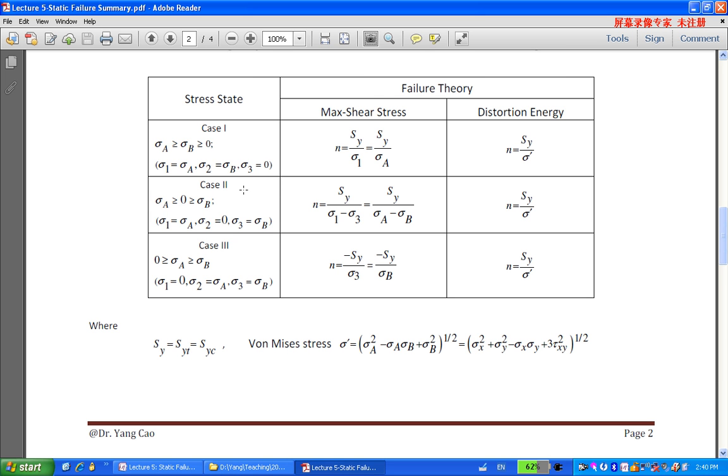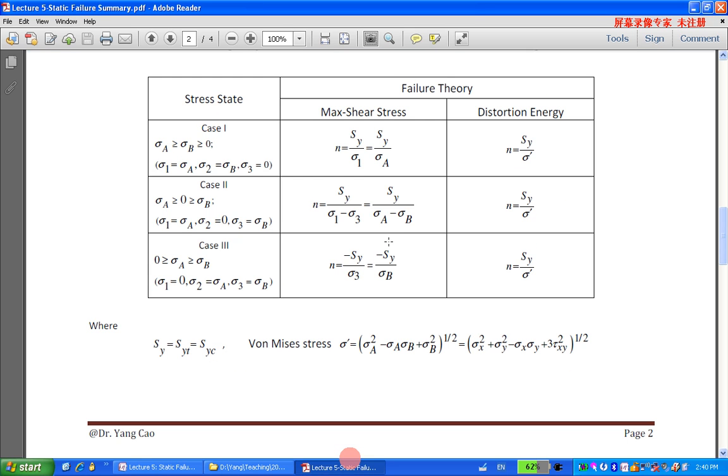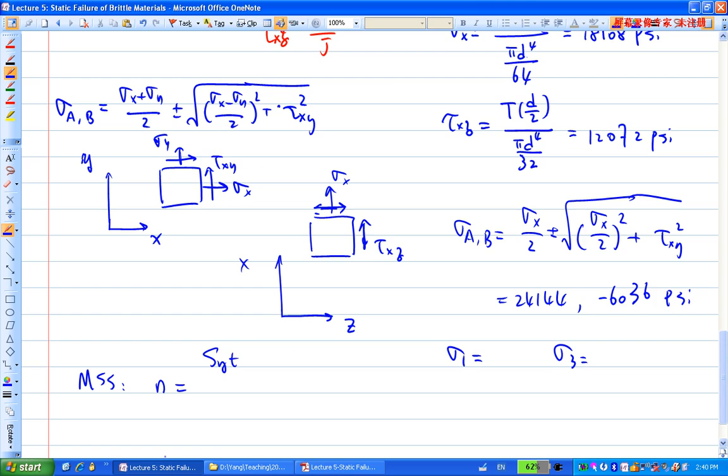Case 2. So basically, this is how you're going to calculate the safety factor. So according to the MSS, the safety factor N is going to be SYT according to this formula. It's this guy divided by this one here. So if you want to write everything, this top one is, let me write down.